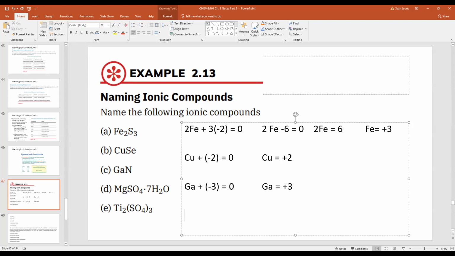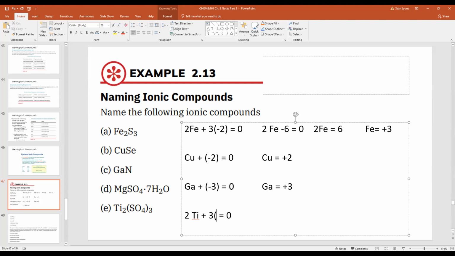But with the titanium, set up the algebraic equation. So 2 titanium plus 3, and then in this case, I'll just do S for the sulfate, just so I don't have to write out SO4. But it's going to be equal to 0. And then remember, when we've got these parentheses, we have the number on the outside. We've got that many of that thing. So in this case, we've got 3 of the sulfates.